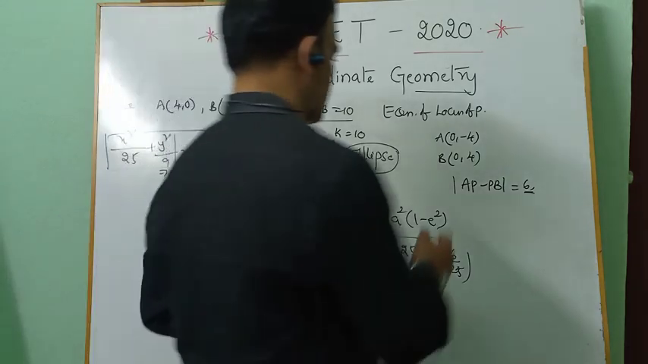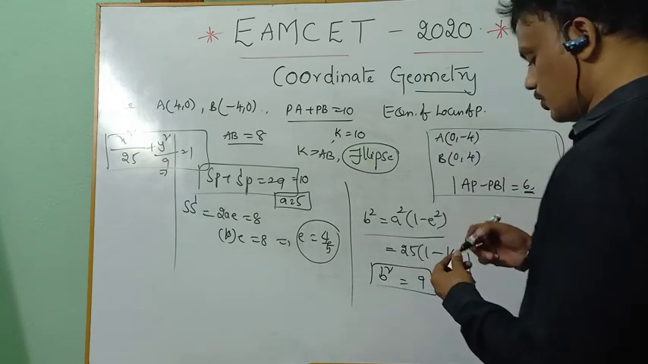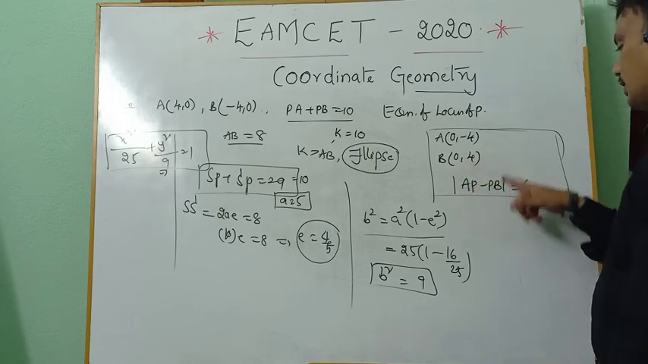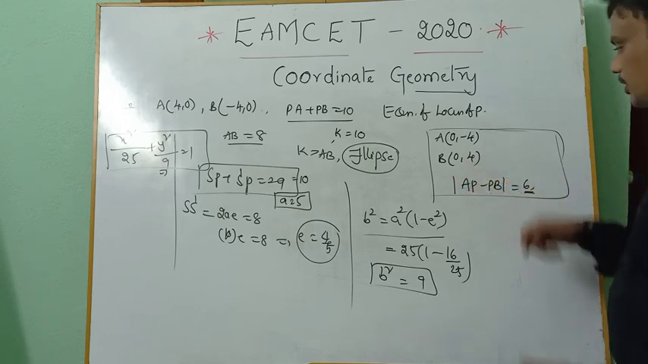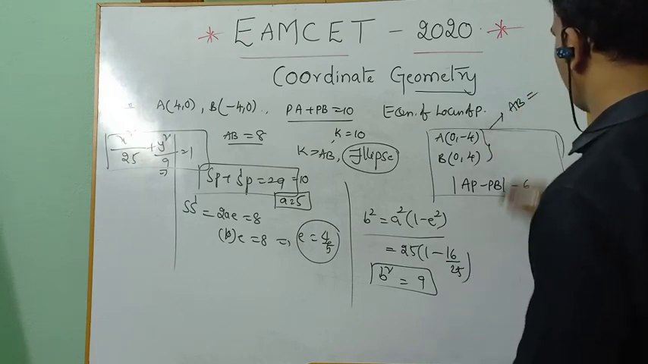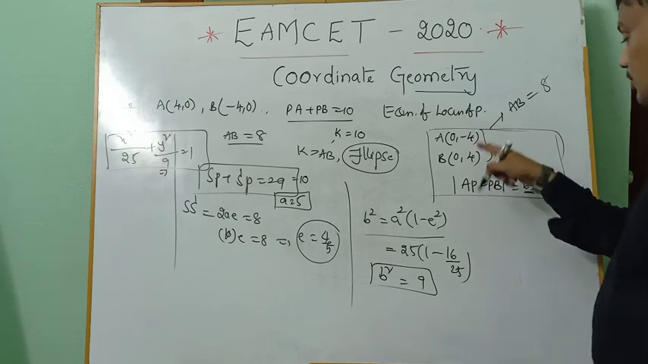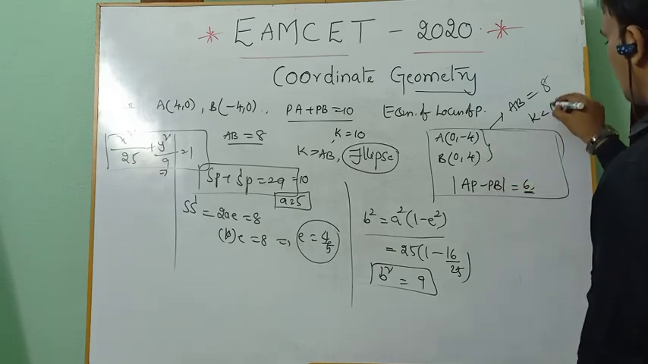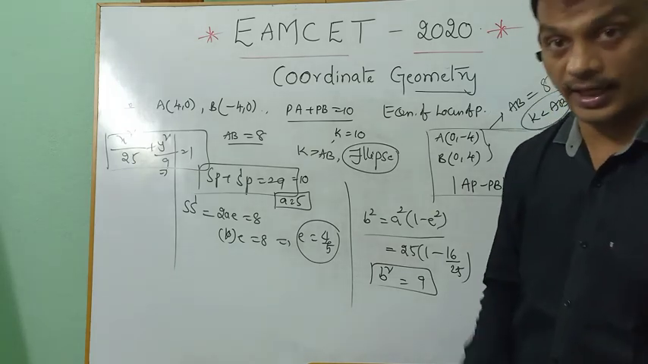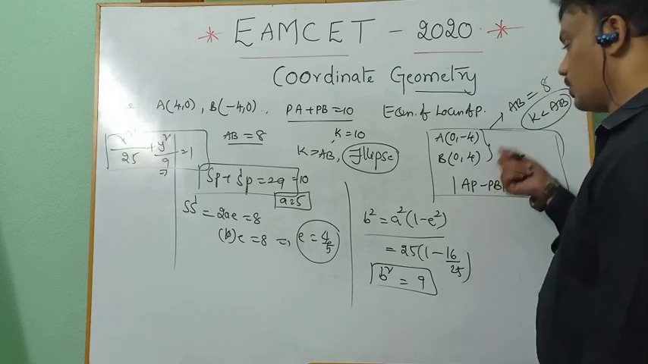Yes, here also please apply this. A is 0, minus 4. Okay, A is 0, minus 4, B is 0, 4, and the difference of these two distances is 6. Come on. First of all, what is the distance between AB? The distance between AB is 8, and K value is 6. PA minus PB equals K, when K is less than AB. Can you see that? What is the locus? It is a hyperbola.